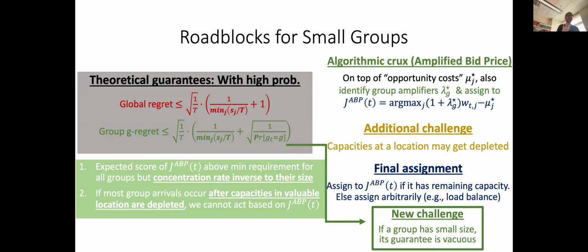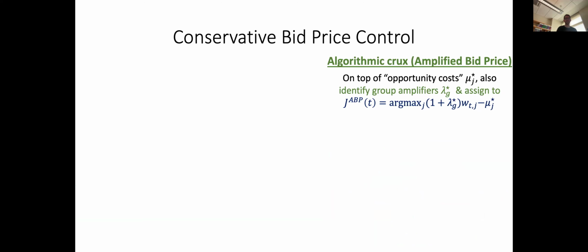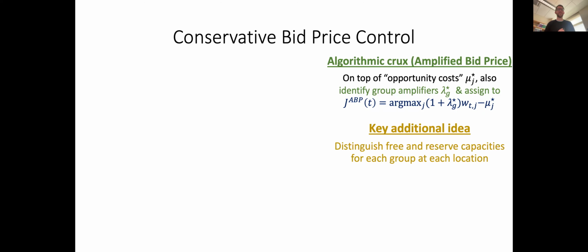So we would really like to have an algorithm that has it all. We would like to have an algorithm that works like the amplified bid price, but solves this issue. We derive such an algorithm, which we call the conservative bid price control, by adding just 2 small pieces to the amplified bid price. One is, at each location, we will distinguish between free and reserve capacities for each group and each location. The way to think about it is that most of the capacity will be free capacity, but there will be some reserve capacity.